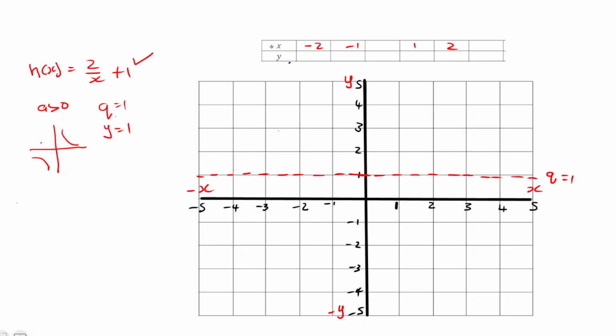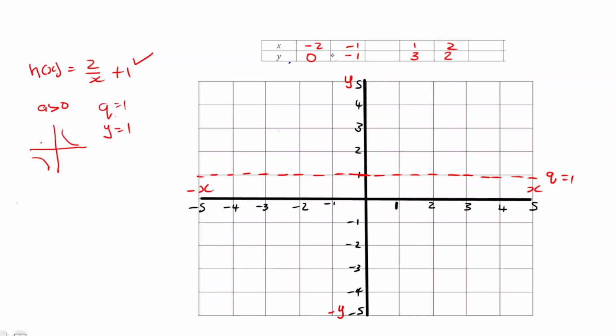Now, if you take the negative 2, which is my x, you substitute it here. 2 divided by negative 2, that's negative 1. Negative 1 plus 1, that's going to give you a 0. If you take negative 1 and substitute in place of x, 2 divided by negative 1, that's negative 2. Negative 2 plus 1, that's going to give you a negative 1. If you take 1 and substitute in place of x, 2 divided by 1, that's 2, plus 1, that's going to give you a 3. If you take a 2 and you substitute here, 2 divided by 2 is 1, plus 1, that's going to give you a 2.